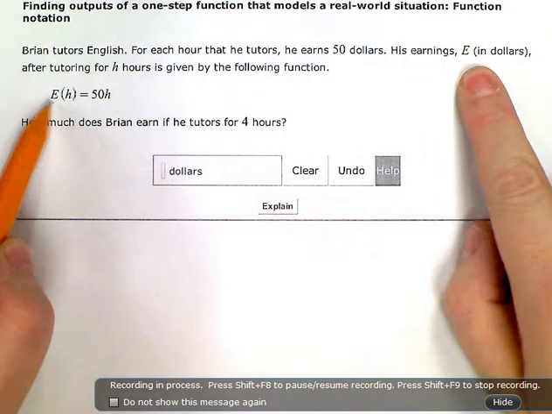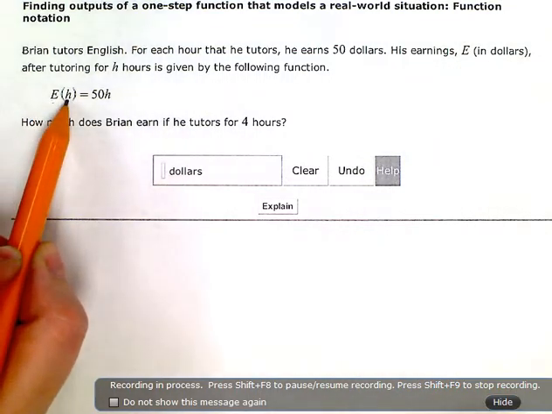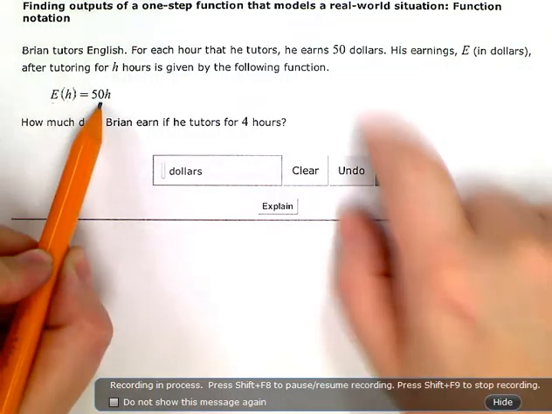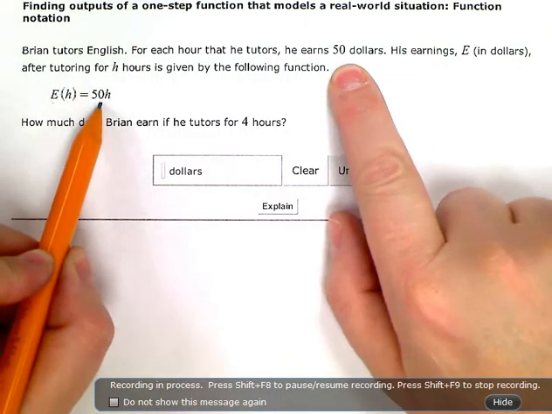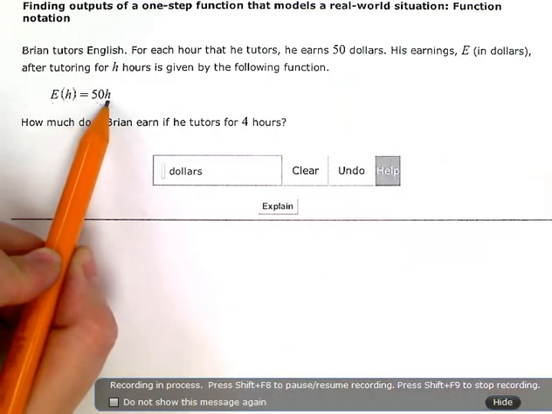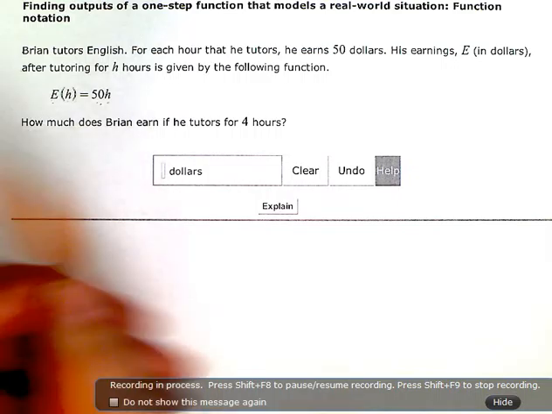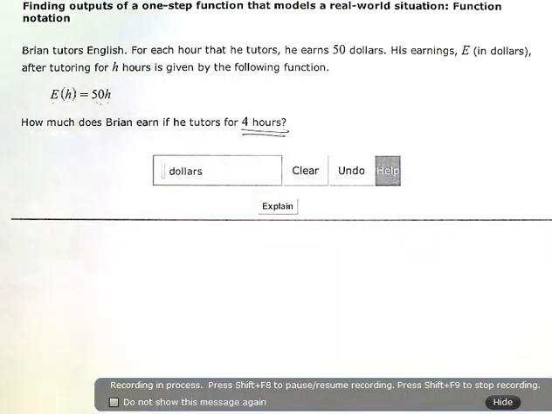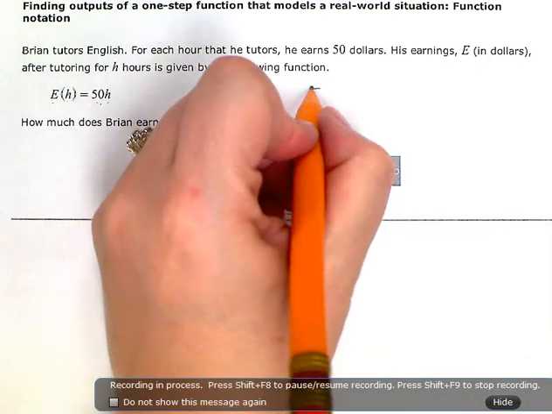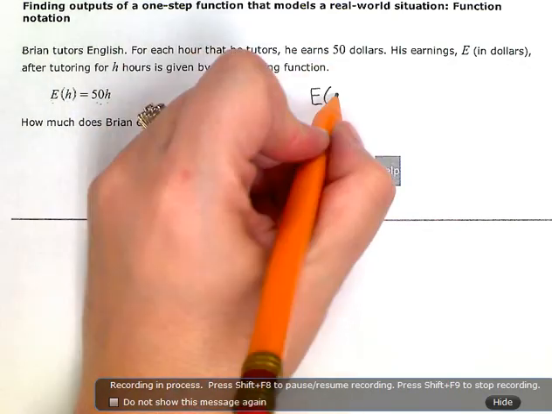So his earnings after tutoring for a certain number of hours are equal to 50, right? That's his hourly rate, $50 times the number of hours. How much does Brian earn if he tutors for 4 hours? Now the 4 is the hours, okay? And what I want to know is what are his earnings if H, the number of hours, is 4.